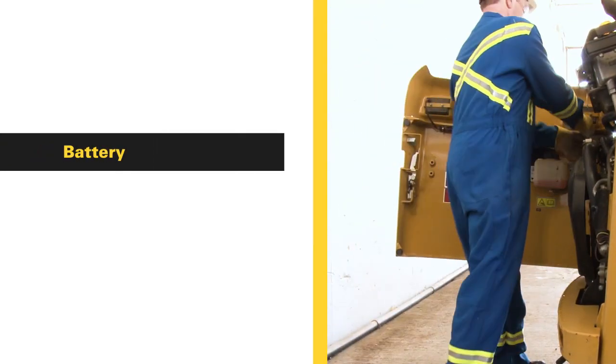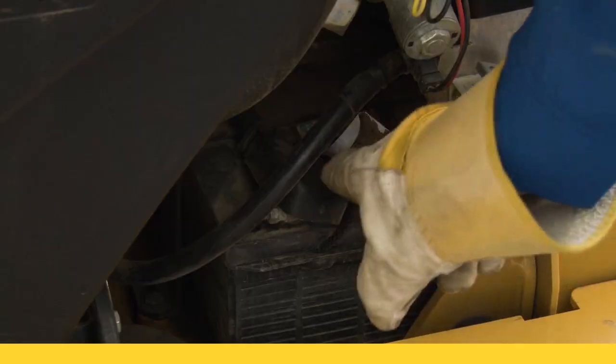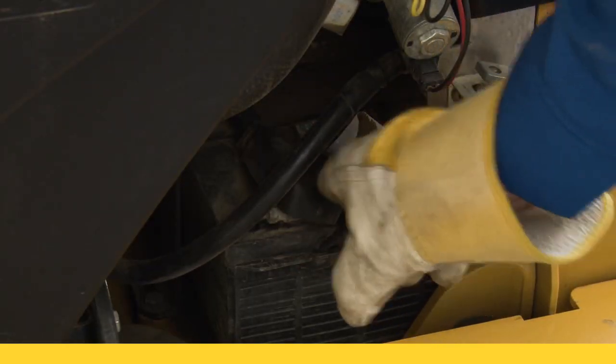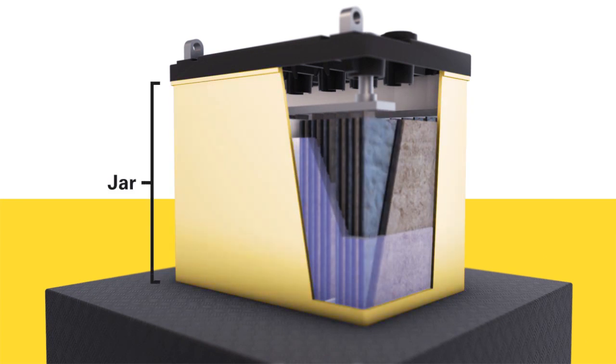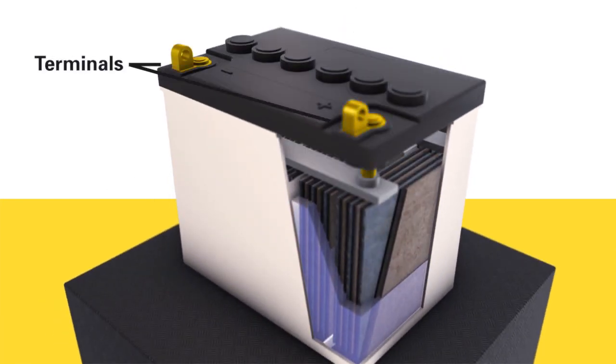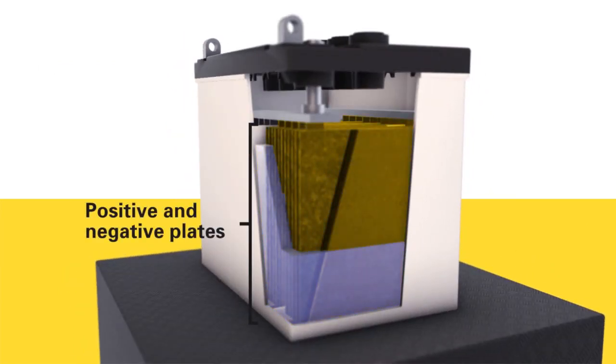Battery. Your skid steer loader will be equipped with an industrial battery in the back of the machine's motor compartment. Industrial batteries consist of a jar, terminals, electrolytes, and positive and negative plates.